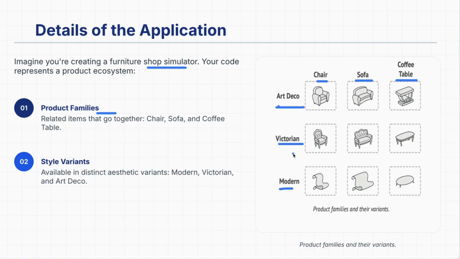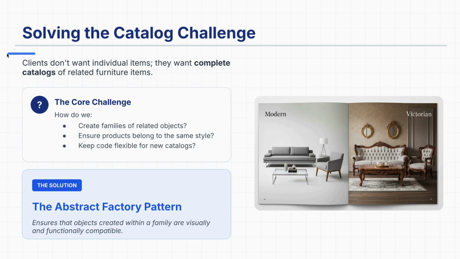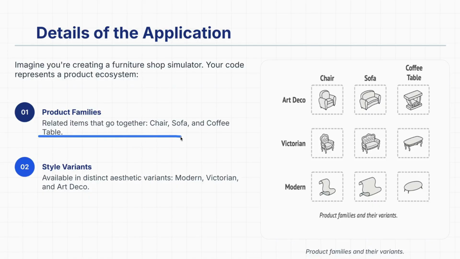Now, here's the important part. In this system, our clients don't just want individual items like a chair, sofa, or coffee table. Instead, they want complete catalogs, where each catalog represents a family of related furniture items. For example, if a client selects a modern catalog, they should get a modern chair, a modern sofa, and a modern coffee table. Similarly, if they choose a Victorian catalog, all the products should follow the same Victorian design. And this grouping of related products is what we call a product family.